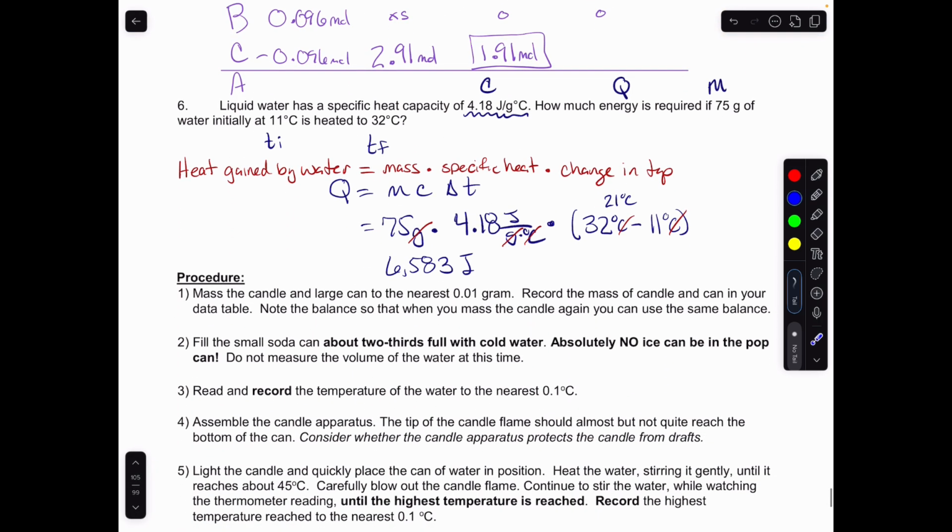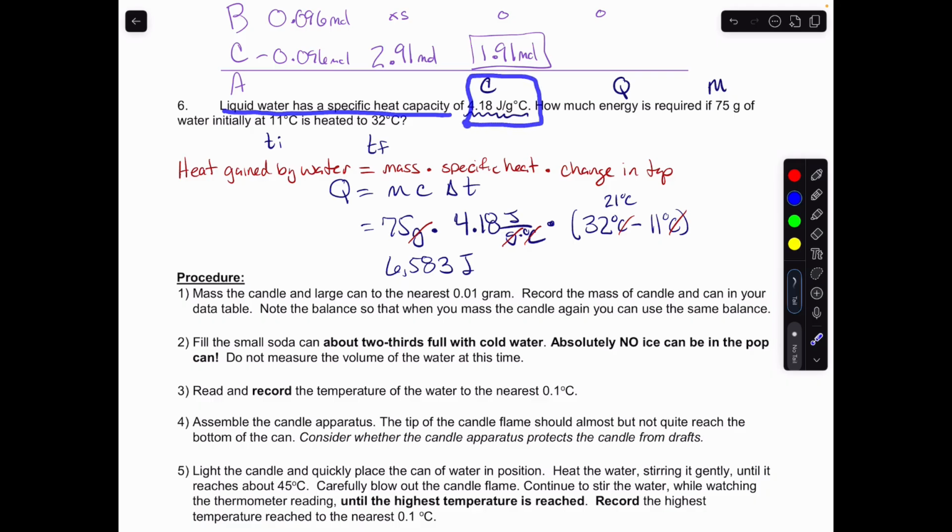The new part is number 6. It's a sample of what the lab calculations will actually be. So if this makes sense, it'll make the last part of the lab much easier. Let's take a look. Liquid water has a specific heat.